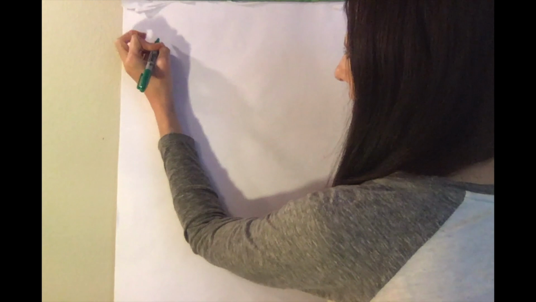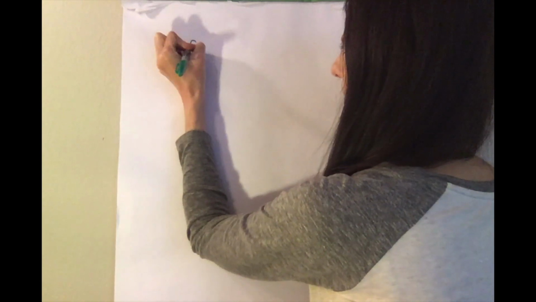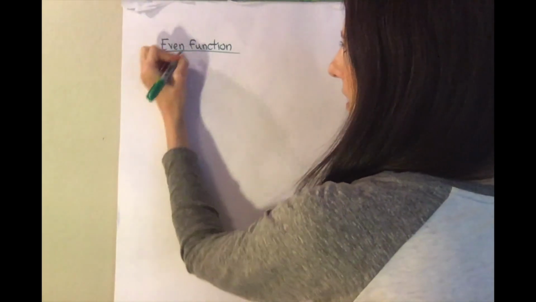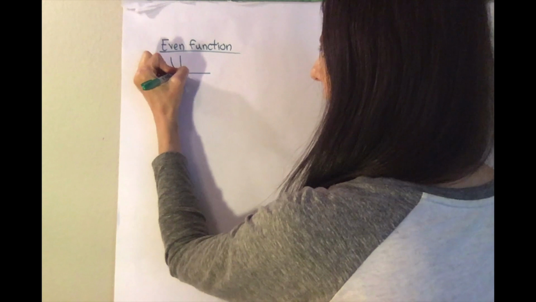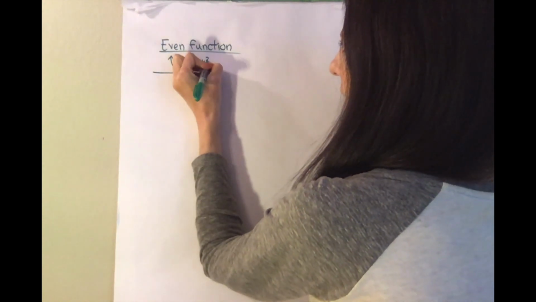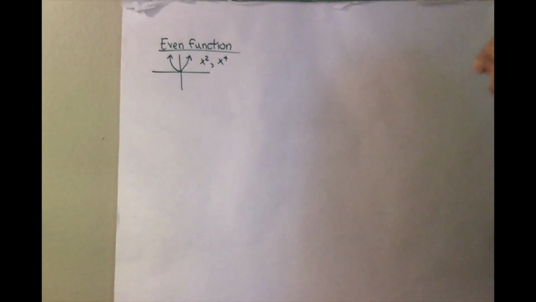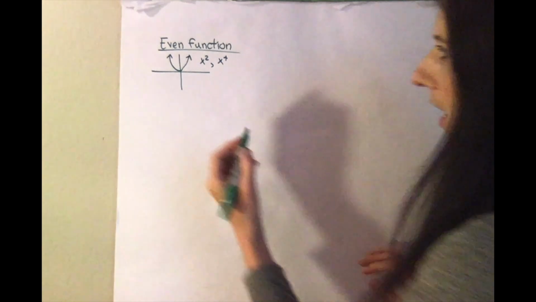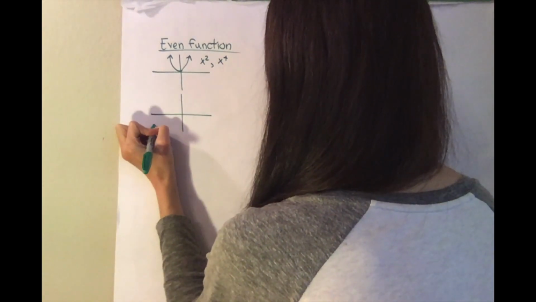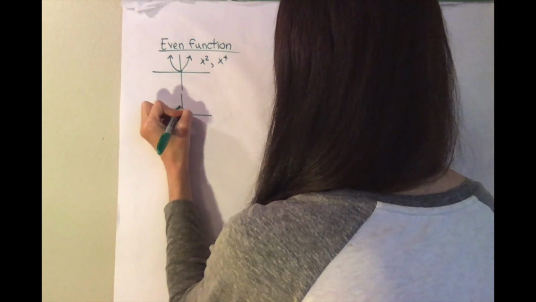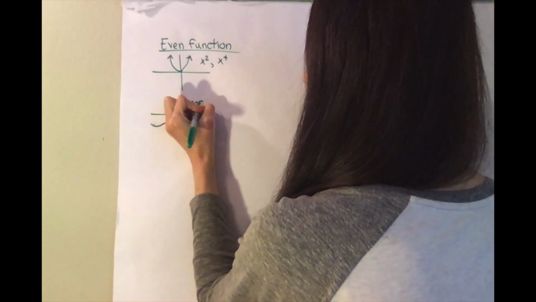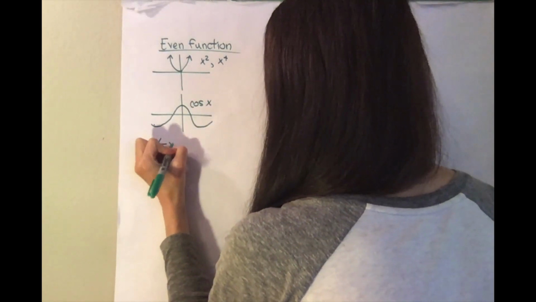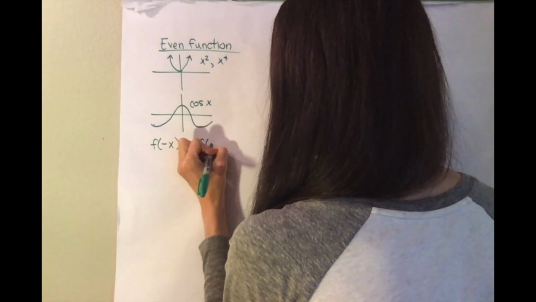So an even function. Some examples of an even function would be like x squared, x to the fourth, any polynomial where all the powers of x are even. Cosine x is also an even function. Here's a couple of things that are special about even functions. f of negative x is equal to f of x.